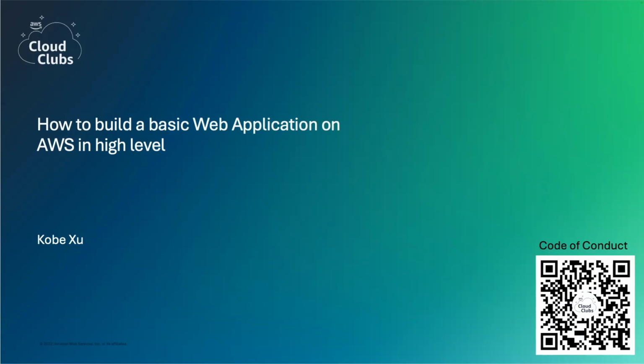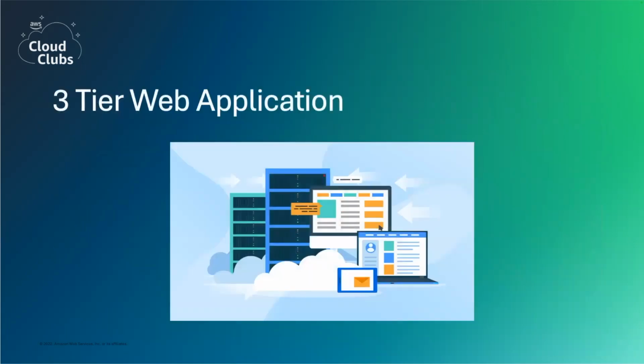I'll be talking about how to build a basic web application on AWS at a high level. Essentially, we'll just touch on the architecture level very briefly, just to give an idea of how you build those in AWS. Now, when you think of the three-tier web application, does anyone know what those three tiers are?